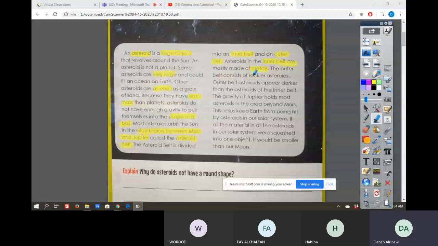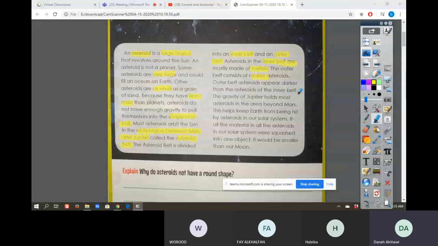So the one beside Mars, to make it easy for you, Mars is the red planet. We call it red because it has iron oxide, and iron is a metal. So the one that's near Mars is made of metals, while the one at the outer part is made of rocks. Outer belt asteroids appear darker than the asteroids of the inner belt.